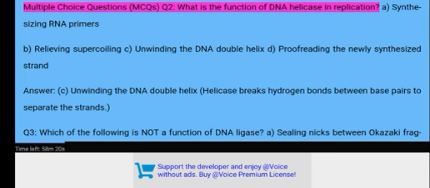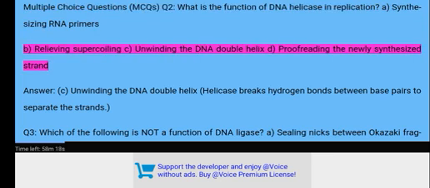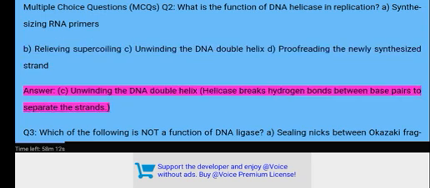Multiple choice questions, MCQs. Q2. What is the function of DNA helicase in replication? A. Synthesizing RNA primers. B. Relieving supercoiling. C. Unwinding the DNA double helix. D. Proofreading the newly synthesized strand. Answer: C. Unwinding the DNA double helix. Helicase breaks hydrogen bonds between base pairs to separate the strands.